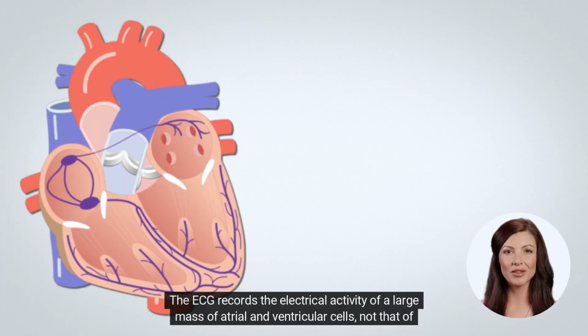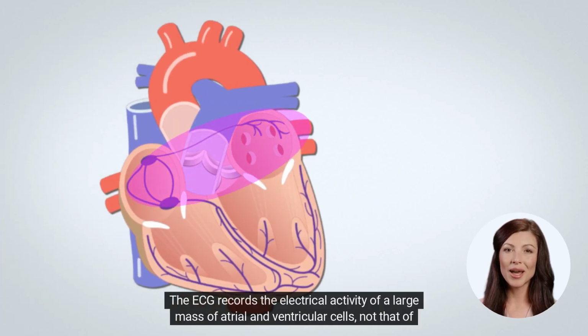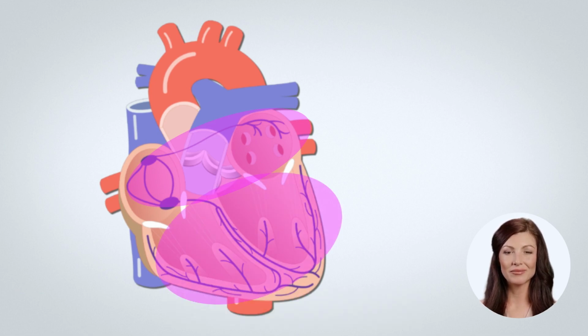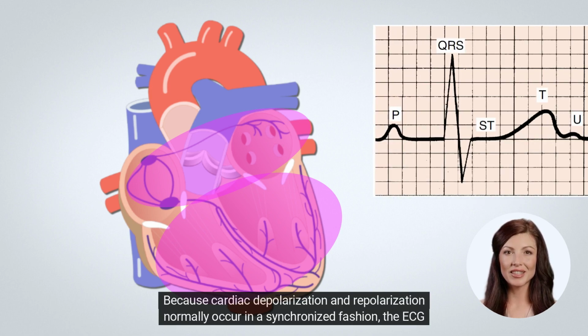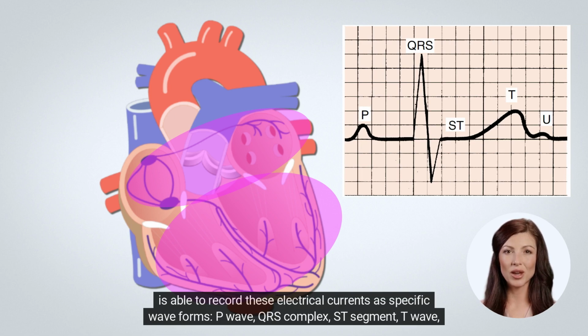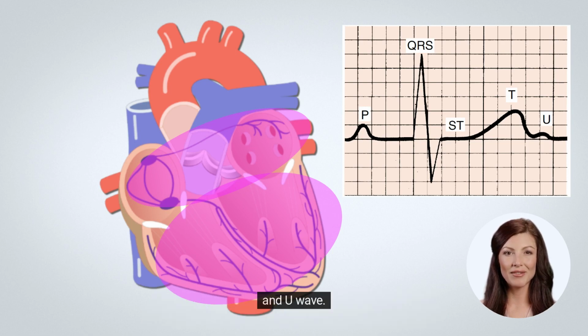The ECG records the electrical activity of a large mass of atrial and ventricular cells, not that of just a single cell. Because cardiac depolarization and repolarization normally occur in a synchronized fashion, the ECG is able to record these electrical currents as specific waveforms: P wave, QRS complex, ST segment, T wave, and U wave.